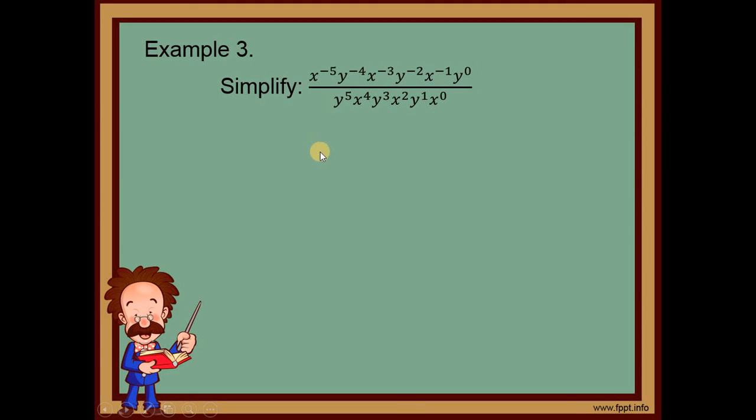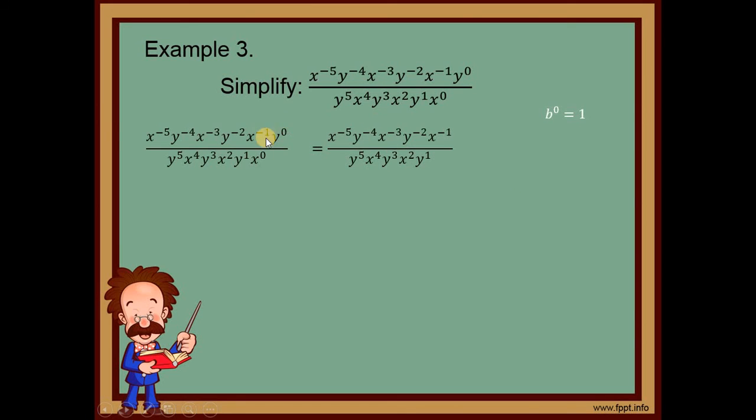Example number 3. Simplify: x raised to -5, y raised to -4, x raised to -3, y raised to -2, x raised to -1, times y raised to 0, all over y raised to 5, x raised to the 4th, y cubed, x squared, y, times x raised to 0. So, medyo mahaba. So, solution. Let's apply the rule b raised to 0 is equals to 1.